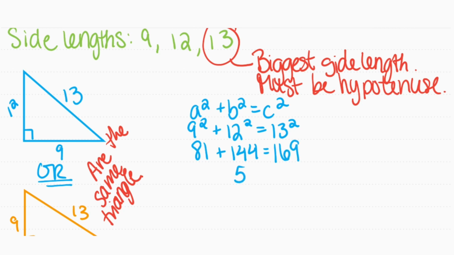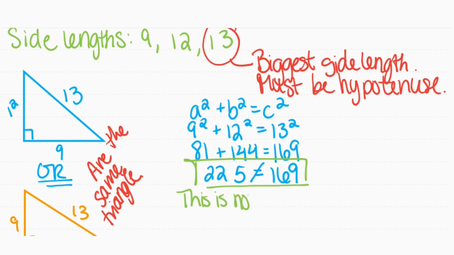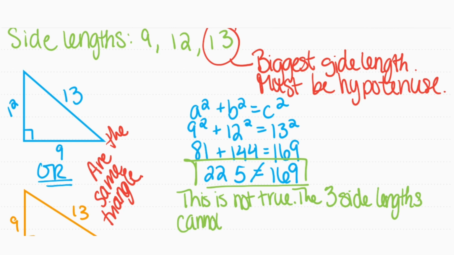Alright, 144 plus 81 is 225. 225 does not equal 169. And so this is not a right triangle. And why? Because 225 does not equal 169 by the Pythagorean theorem. And then depending on your teacher and how the question is worded, you're gonna have to write it out.